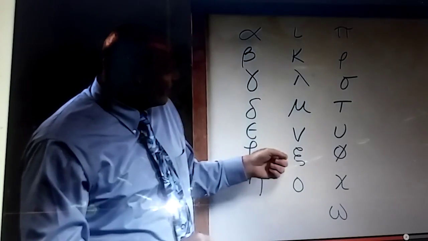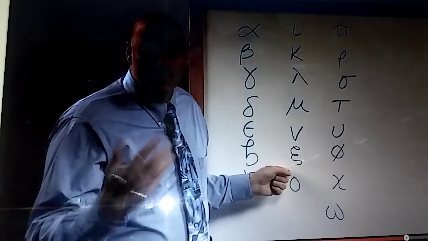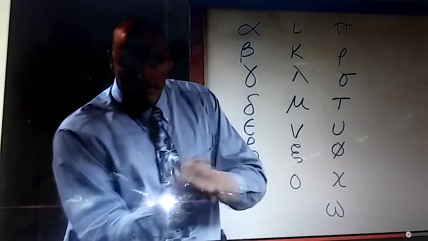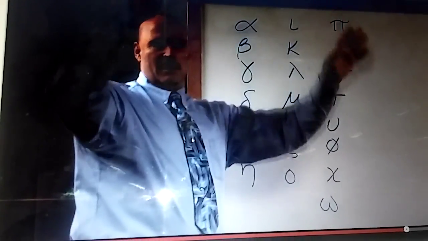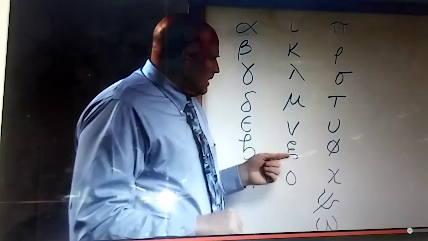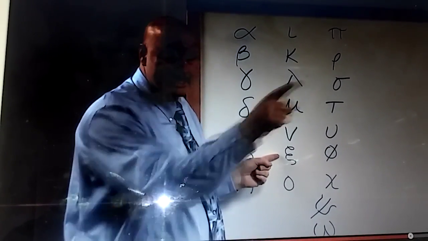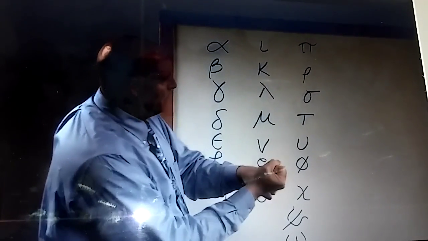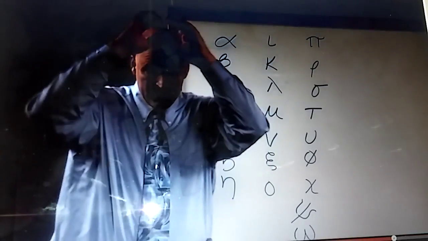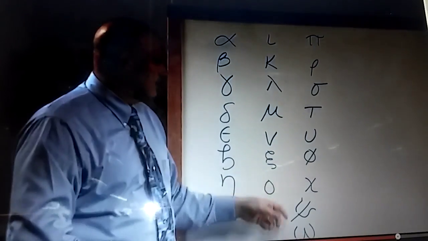Okay, so let's try from here again. Xi, omicron. P, rho, with a sigma, tau, whoops, upsilon. Okay, so let's go back to here. And this was xi, omicron, P, rho, sigma, tau, upsilon.